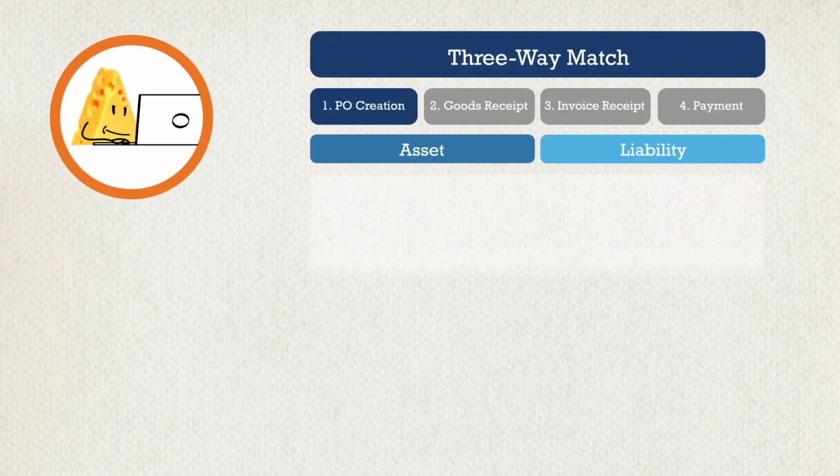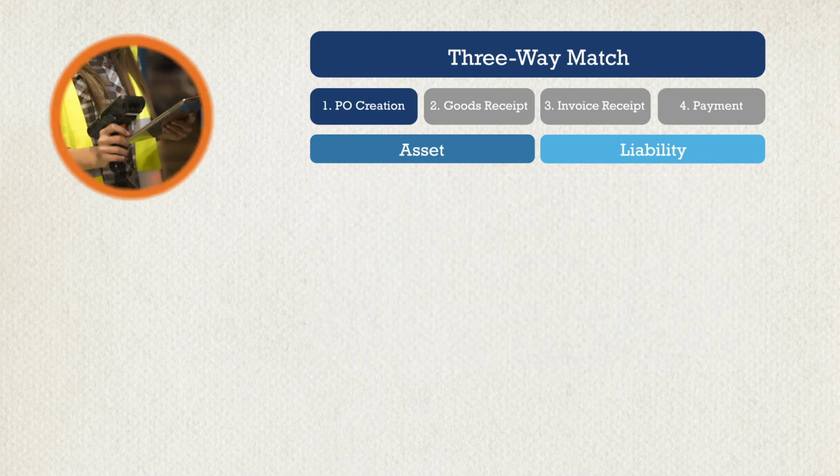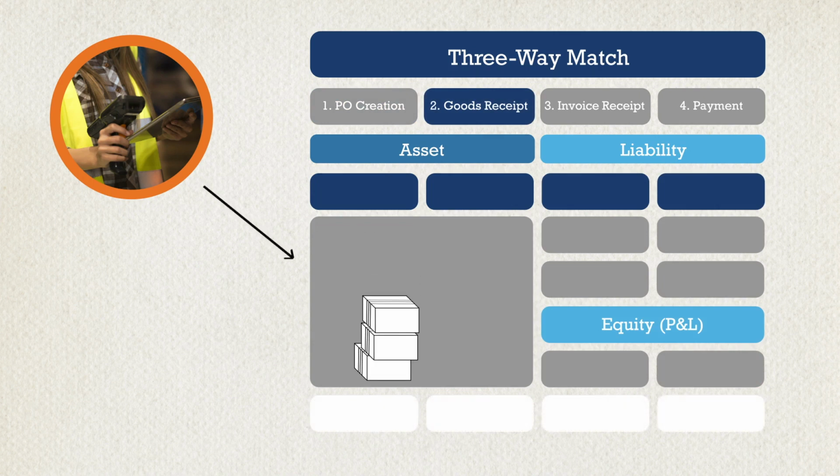Purchase orders use the contract price that procurement has negotiated with the suppliers as the purchase order price. They have no immediate impact on the balance sheet. Once the ordered goods arrive on site, the local factory team checks the quantity and scans them, registering that the goods have been received. This is the goods receipt.